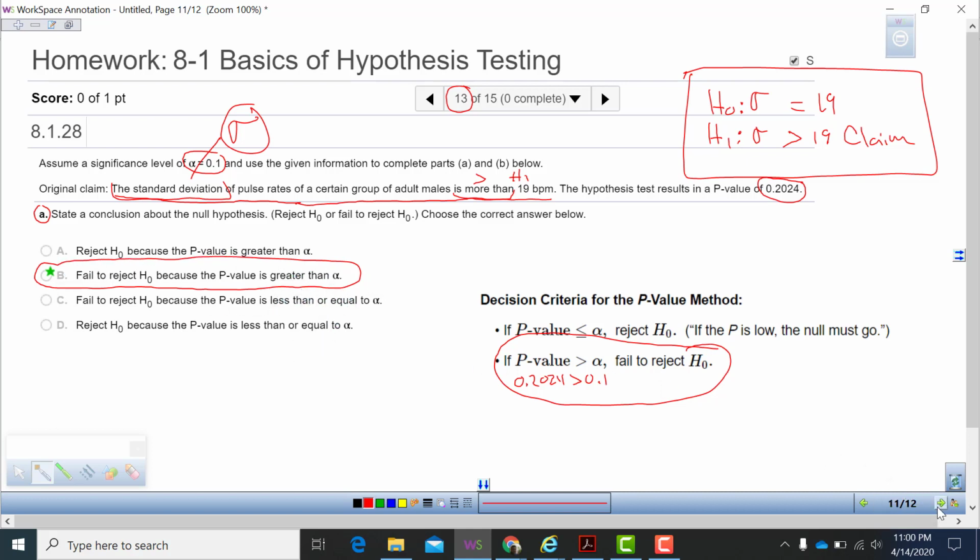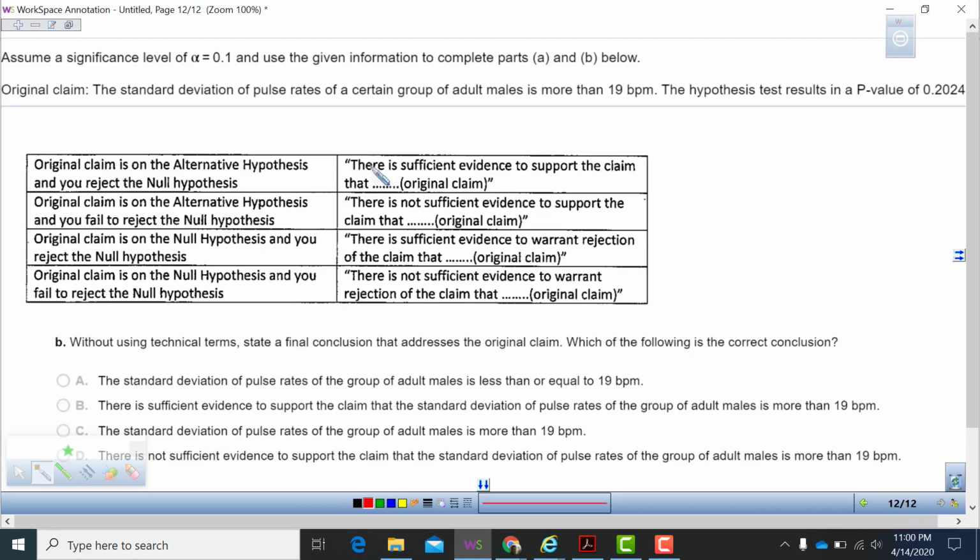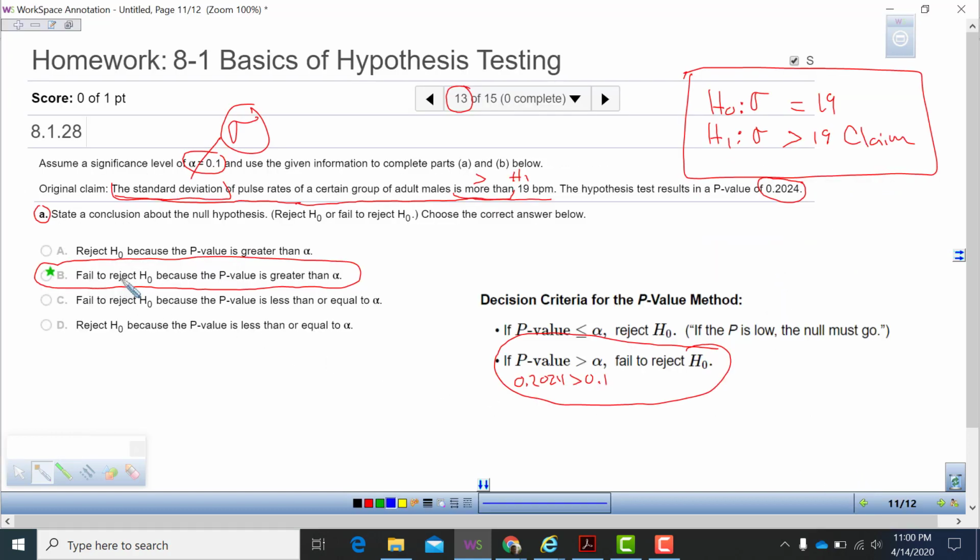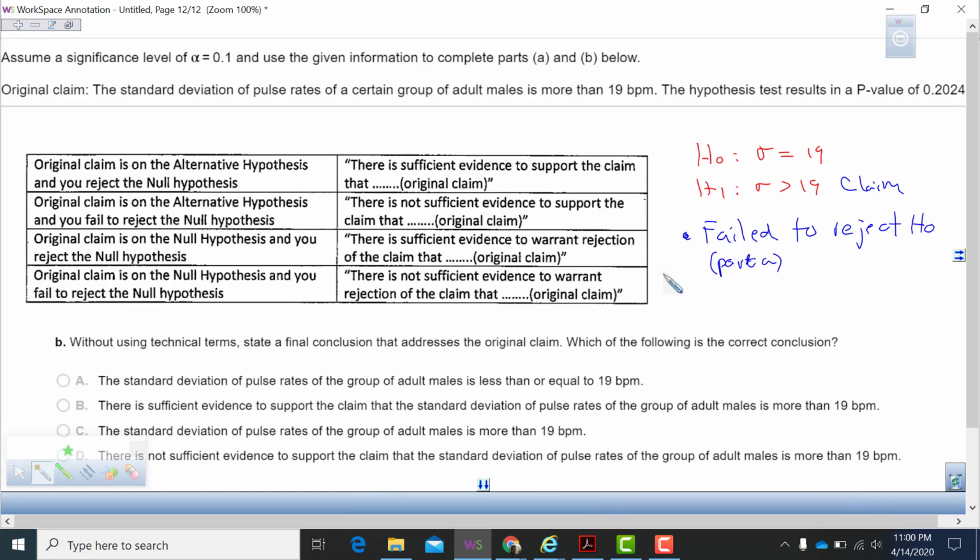On the next part, let me copy: the null hypothesis was sigma equals 19, and the alternative hypothesis is sigma is greater than 19, and the claim is here. We failed to reject, right? We failed to reject the null hypothesis from part A. Remember, on this part, we did fail to reject. So let's look it up here.